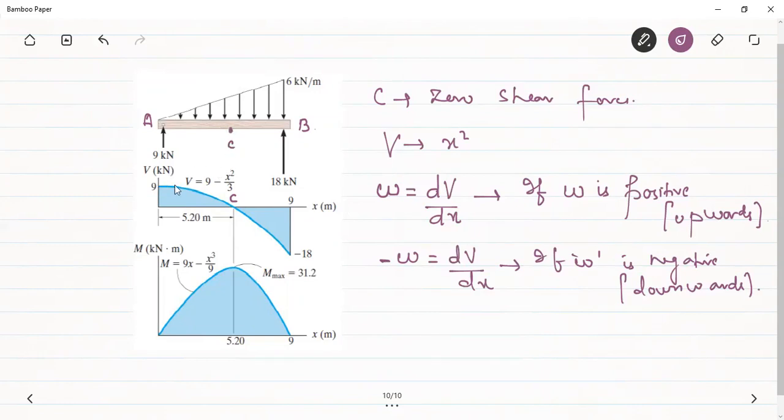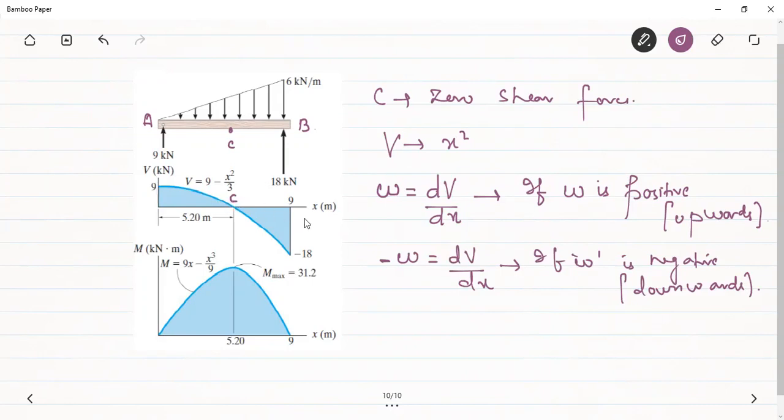You can see that initially there is less slope, and as we go on from A to C, the slope is increasing, because it is clearly mentioned from this equation that the slope is equal to the intensity of the loading. Here the intensity of the loading is not constant, it is varying, increasing from 0 to the maximum value at 6. Therefore, the slope of the shear force curve will go on increasing.